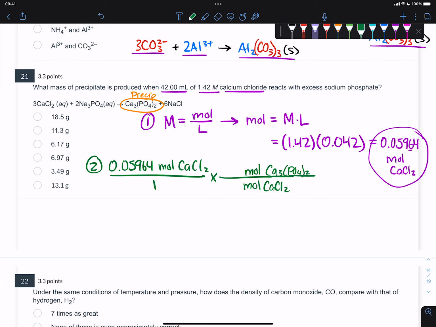And looking at your molar ratios, 1, oops, that's a 3. 3 is going to go in front of the calcium chloride, and in front of the calcium phosphate precipitate, it's a big invisible 1.